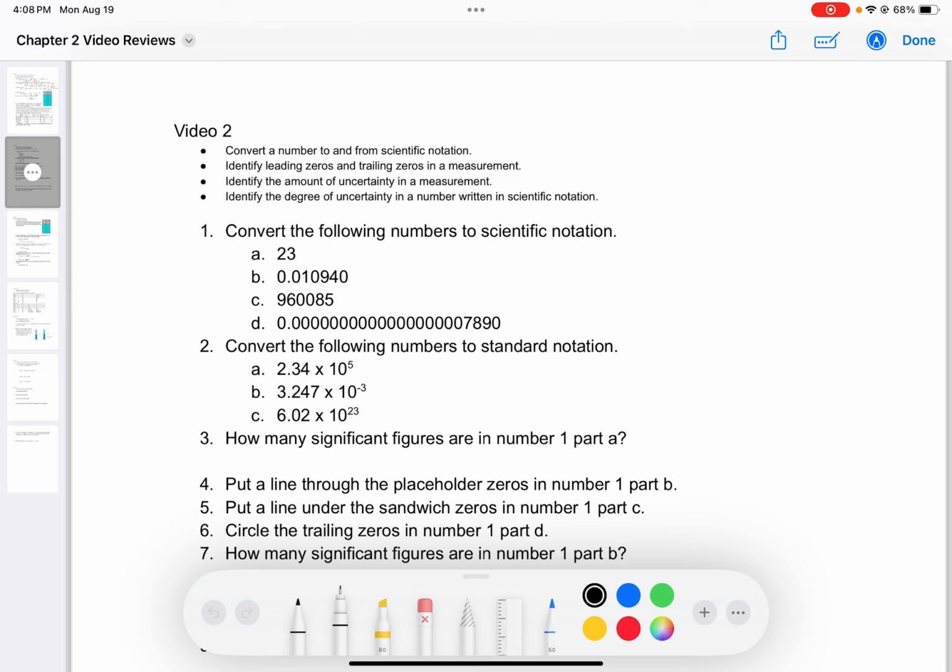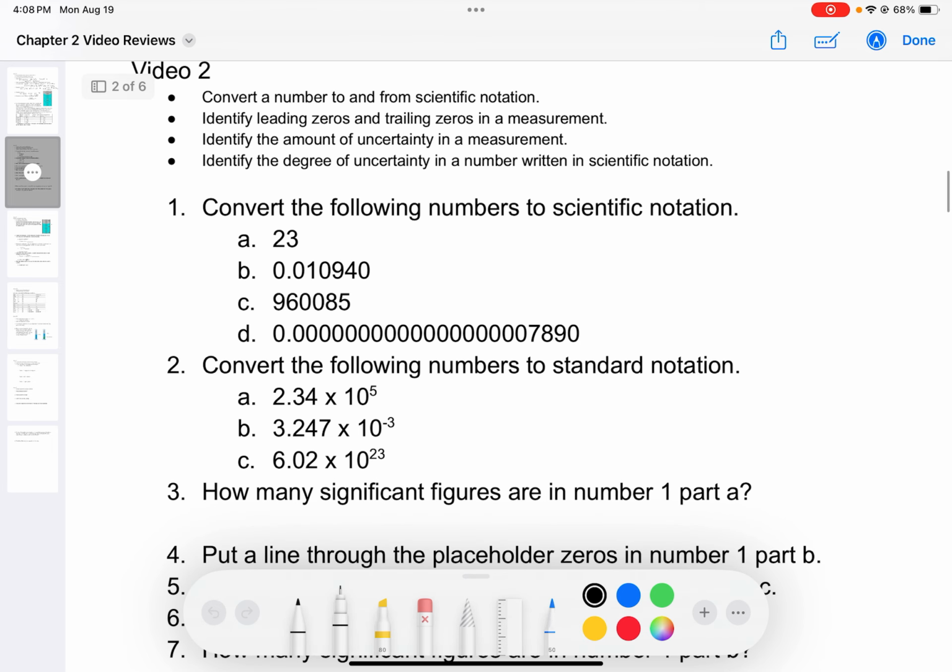So here we go. Question 1 says convert the following numbers to scientific notation. Remember, to convert to scientific notation, the number that you convert to has to be a number between 1 and 10. So notice this says 23. It is not a number between 1 and 10, so I need to move that decimal point 1 spot to the left. So this would be 2.3. But then, because I moved that decimal point 1 spot to the left, I need to do times 10, and then the exponent needs to be the number of spaces that I moved it to the left. So it would be 1. So 23 would be 2.3 times 10 to the first power.